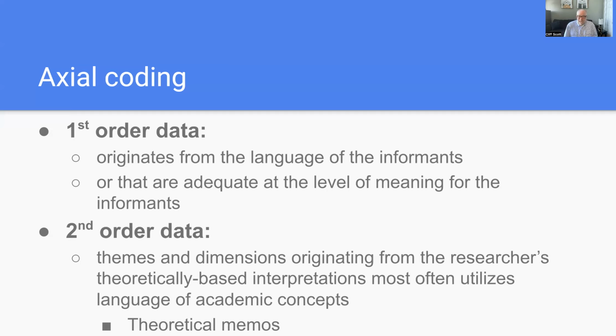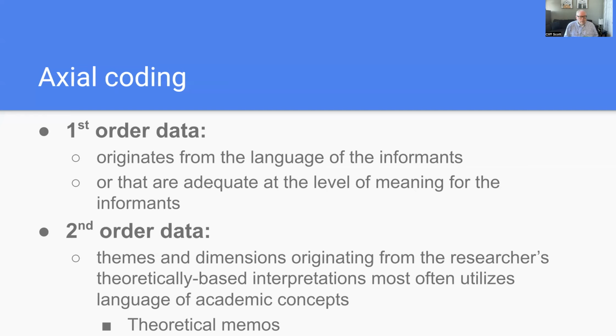And then there's second order data. And this is a higher level of abstraction. This is the level of abstraction that we were trying to avoid in open coding. Now we're talking about a higher level of abstraction, but that is grounded in the data itself. We're still, as much as possible, reluctant to use existing terminology, especially early on in the axial coding process.